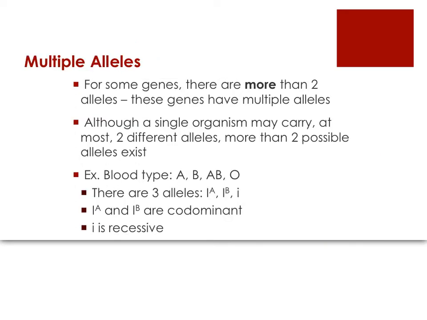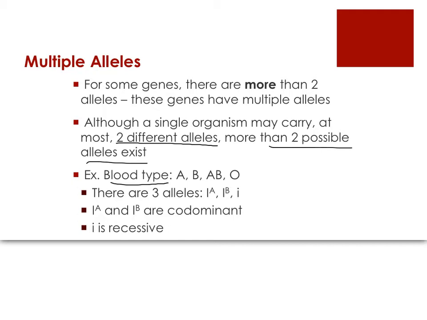The last thing that we're going to talk about today in non-Mendelian genetics is multiple alleles. For some genes, there are more than 2 alleles. These genes have multiple alleles. So although a single organism may carry at most 2 different alleles because we're diploids, more than 2 possible alleles exist in the population. And blood type is a great example.